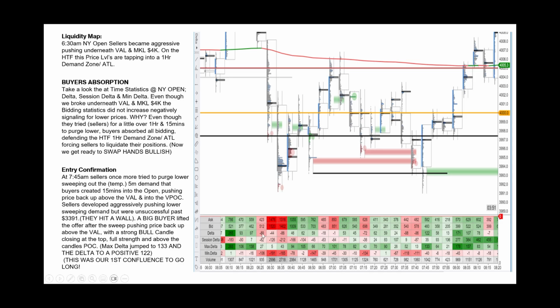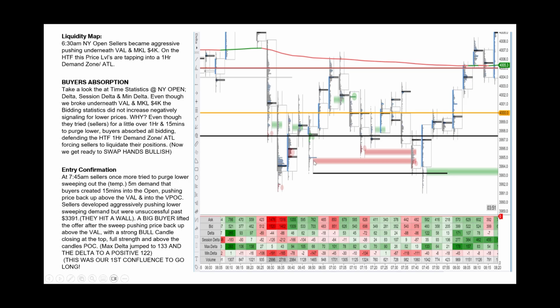So let's read the order flow. The session delta is only printed at -82. All right, this next 5-minute candle came in. Sellers tried to get very aggressive at pushing price lower. As you can see, there was a big seller looking to sell around 39.91, trying to push down into the 980s. All right, however, it was unsuccessful. Buyers pushed price back up into the value area low, and then we even pushed back up into the major key level 4K.